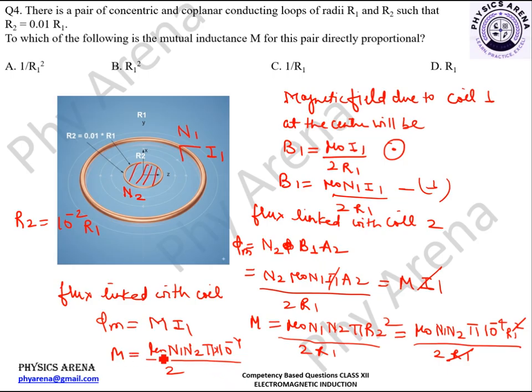We can see that mu naught, N1, N2, pi, 10 to the power minus 4, and 2 are all constants, and one R1 will also be there. So M is directly proportional to R1. When we solved for the mutual inductance, it came out directly proportional to the radius of the outer coil, because R2 is given as 0.01 R1. So we can write that option D is correct.